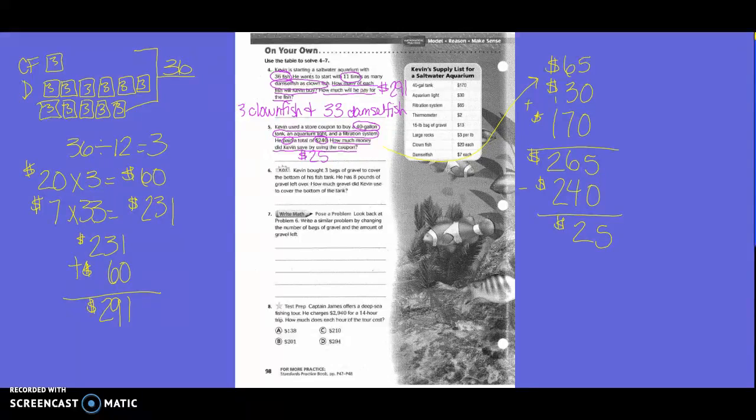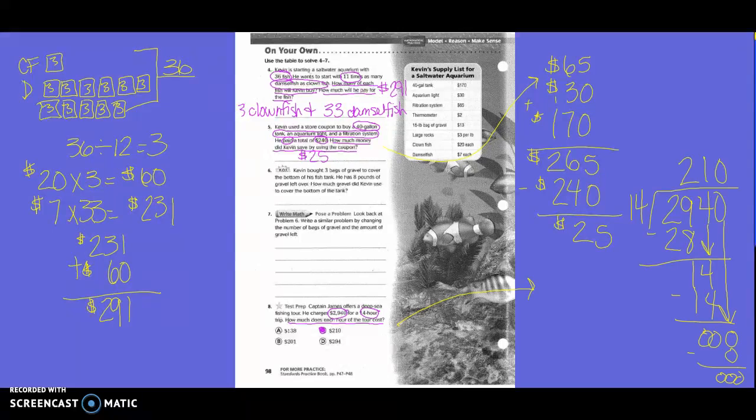Number 8. Captain James offers a deep-sea fishing tour. He charges $2,940 for a 14-hour trip. How much does each hour of the tour cost? So how much does he charge? $2,940 for a 14-hour trip. How much does each hour of the tour cost? Okay, so we took 2,940 divided by 14, and we came up with an answer of 210.